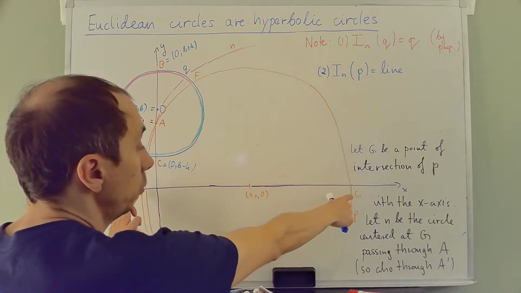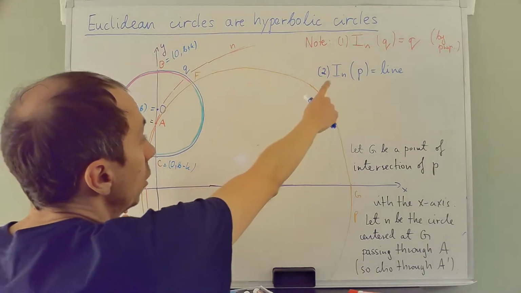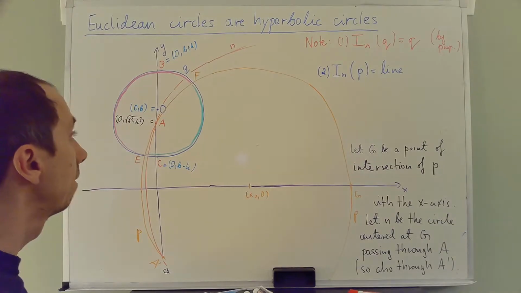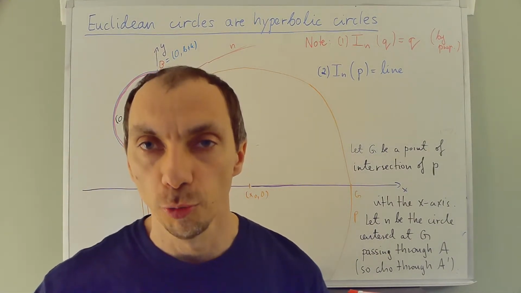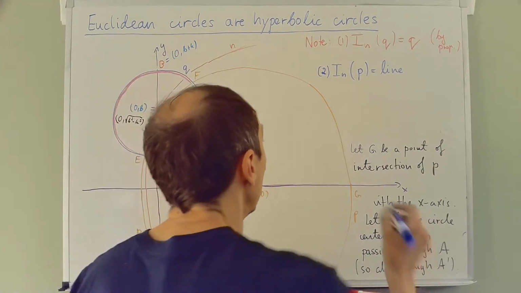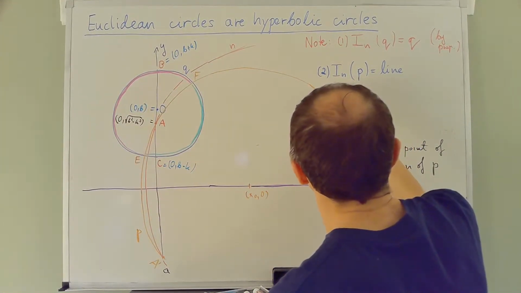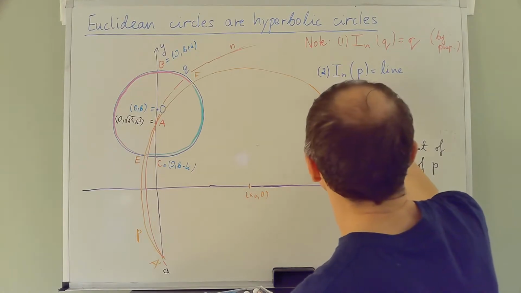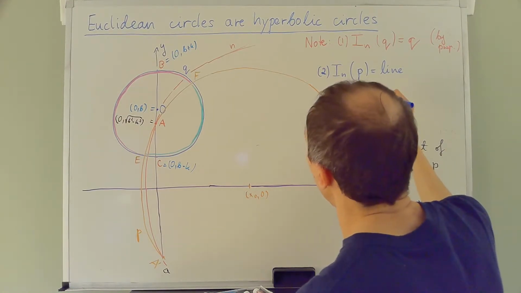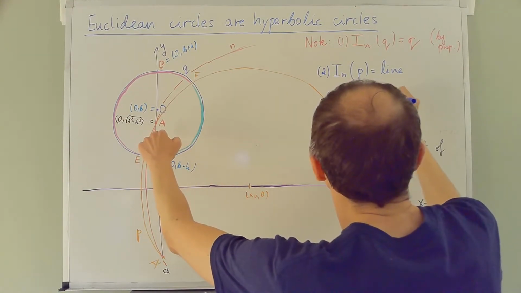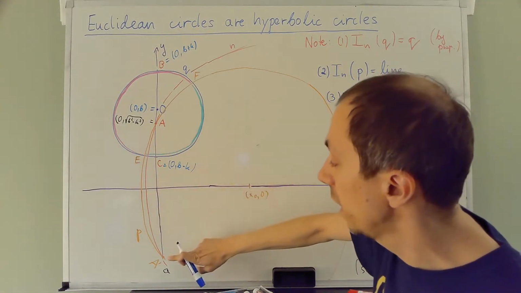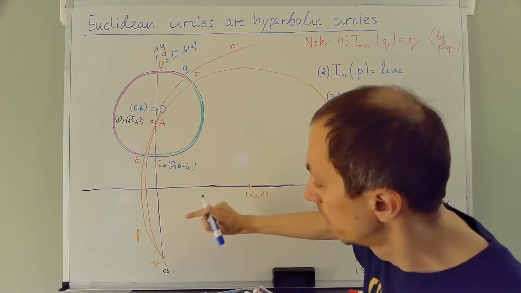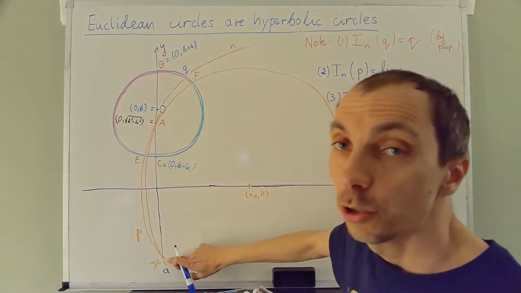P passes through G, which is the center of the circle N. So I_N of P is a line. What line? How many points determine a line? 2 points determine a line. So 3. Note that, of course, I_N fixes A, because A lies on N. That's how we chose N. And A prime also lies on N. So it also fixes A prime.